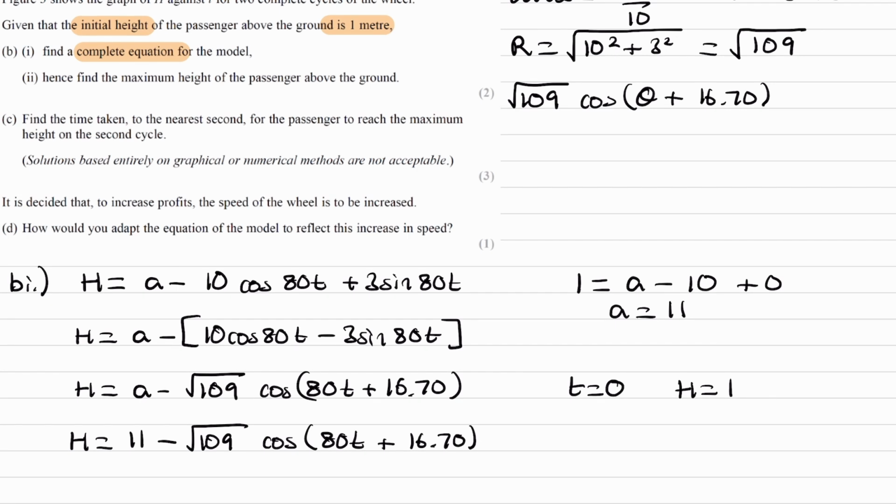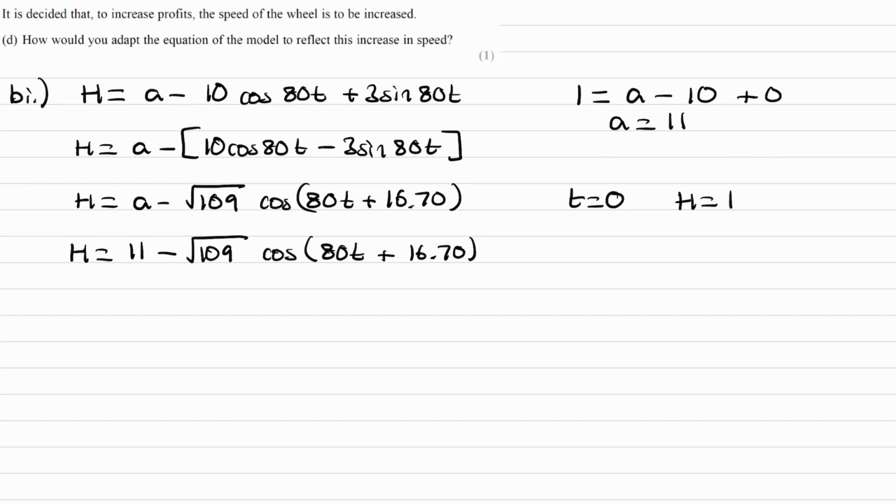And so for B part 2, hence find the maximum height of the passenger above the ground. So let's have a look at the equation that we have over here. We want to find the maximum height. So to do so, we want to think about the range of cos. A cos graph goes between 1 and minus 1. So therefore this value here also ranges between 1 and minus 1.